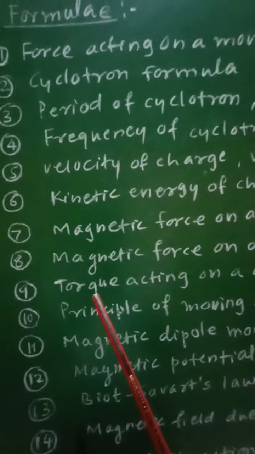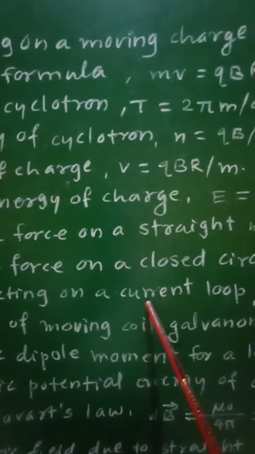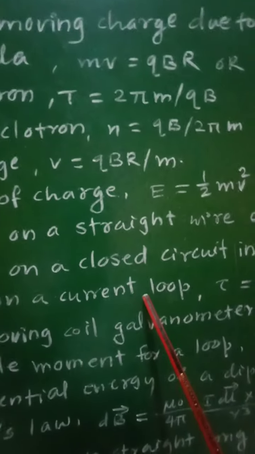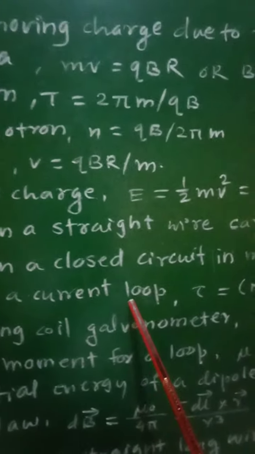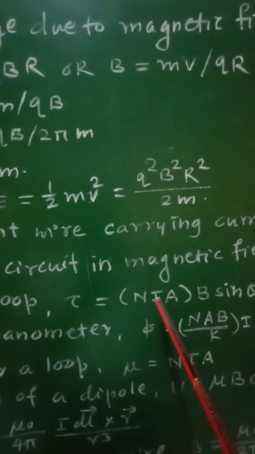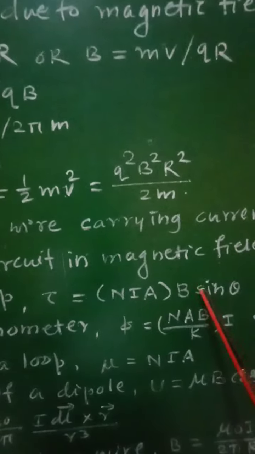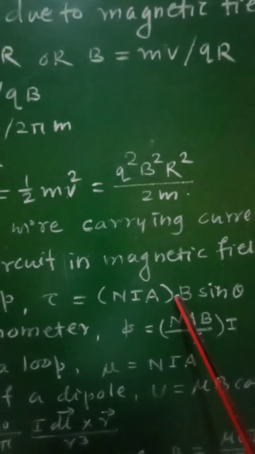Then ninth formula gives the torque acting on a current loop. The torque acting on a loop which carries current is given by the formula torque is equal to N I A B sin theta.